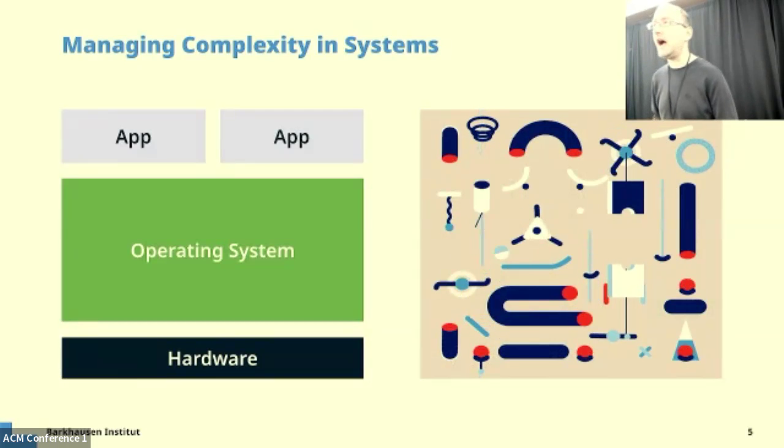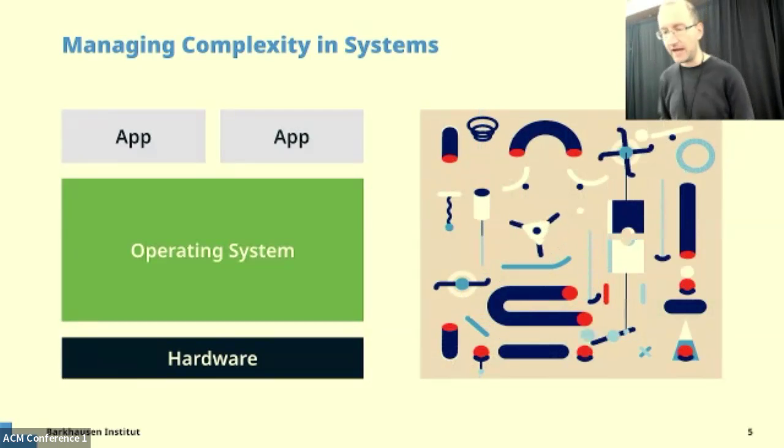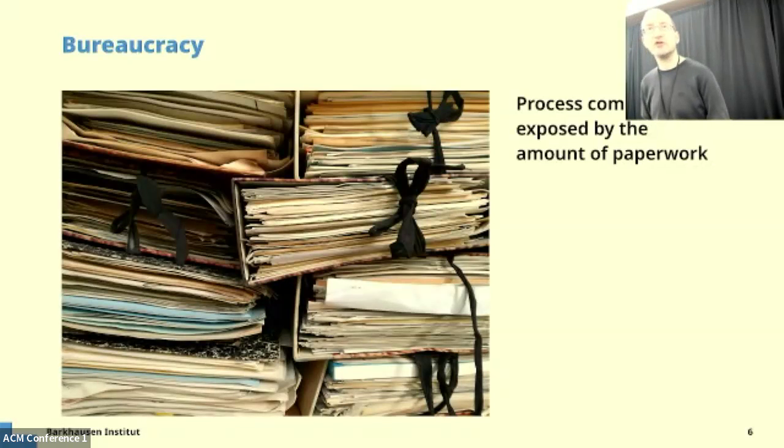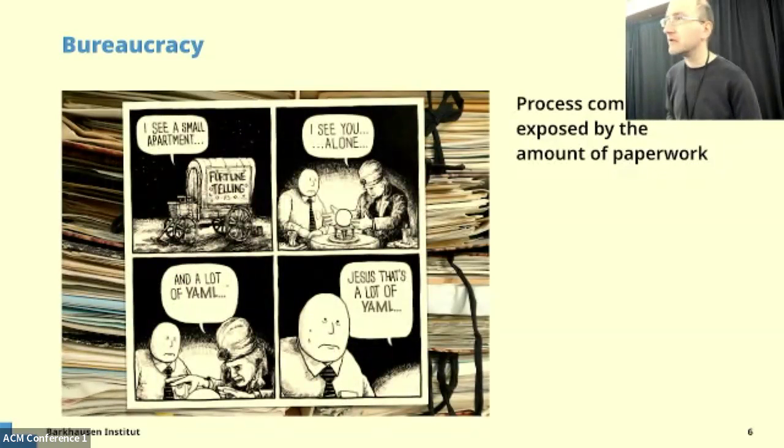And this is sort of where I see a link between system design and bureaucracy. So let me explain. What do I mean by bureaucracy? By bureaucracy, I mean that the complexity of a process is exposed by the amount of paperwork you have to deal with. If you think about administrative bureaucracy, think about doing your taxes. If you think about systems, a good example could be Kubernetes. YAML files, filling them out can feel a bit like doing your taxes.